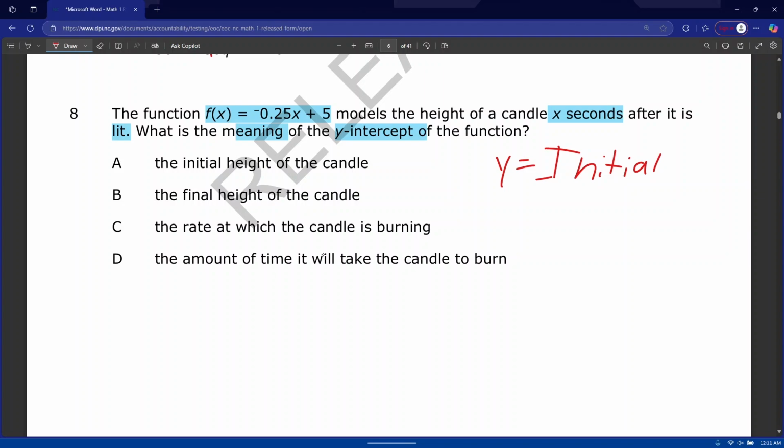So for 8, the answer is A. Why? Because the y-intercept doesn't show the final height. That's most likely going to be the x-intercept, but you know, we're not going to get too in-depth there. The rate at which the candle is burning, no, that's the slope. The amount of time, no, that is the x change. So it's not that either. And we get A.